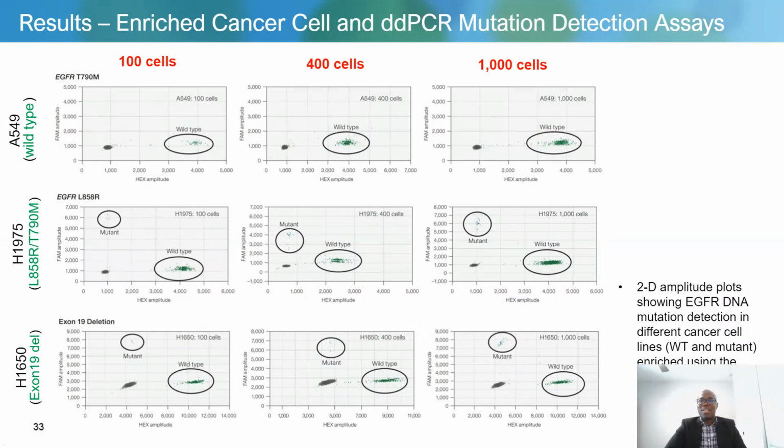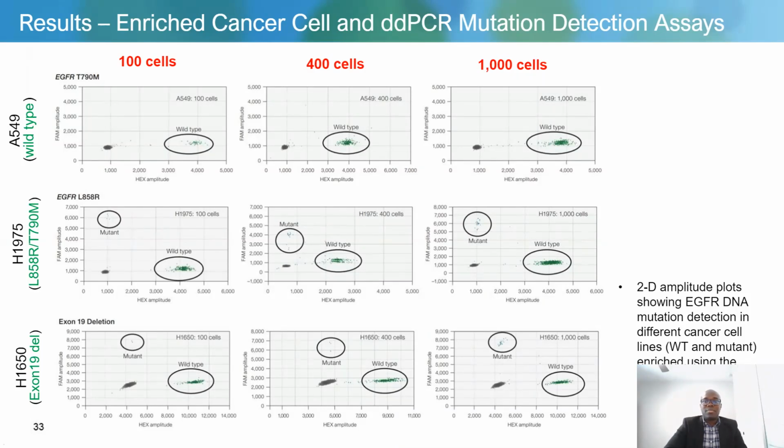Thank you, Yoon-Tae. So now I'm going to walk us through the results that we got for enriched cancer cells and ddPCR mutation assays. In the figure above, we show results of profiling EGFR DNA mutation analysis in circulating rare cells using the Genesis cell isolation system with Cell Select slides and droplet digital PCR. As mentioned previously, EGFR mutation is critical for determining the most effective treatment for patients with lung cancer.